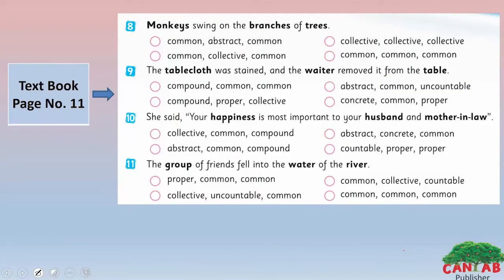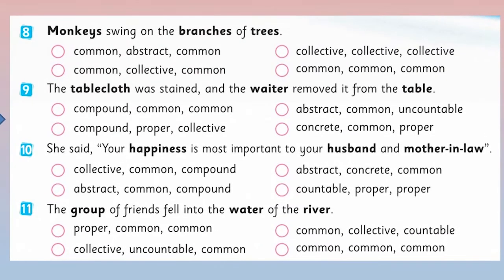Now look at the page number 11. Monkeys swing on the branches of trees. Yes, this is the right one. Common, collective and common noun. Look at the ninth one. The tablecloth was stained and the waiter removed it from the table. Tablecloth, waiter and table. You need to identify these three.